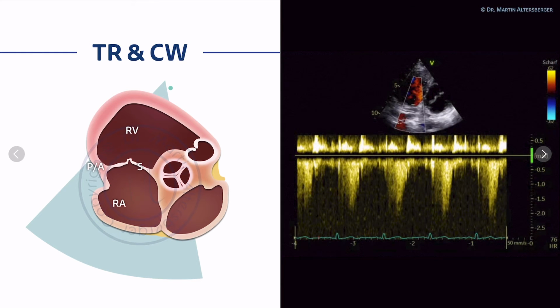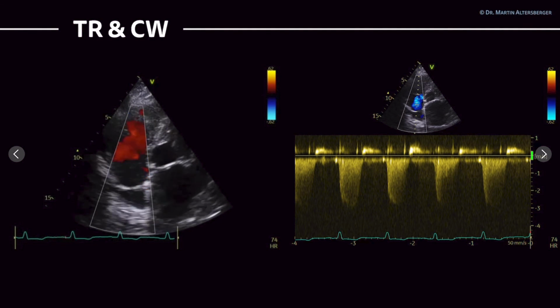This is a different example, a different patient now. This is by far not an optimal signal. There is just trivial tricuspid regurgitation present, but we do see that the velocity never reaches 2.5 meters per second. But this is a huge pitfall. Always aim for an optimal signal, as for example in this case.